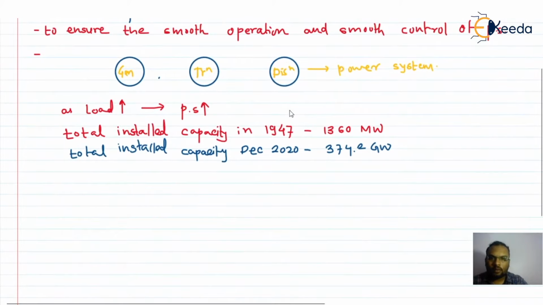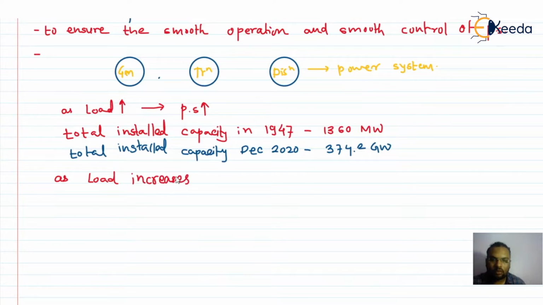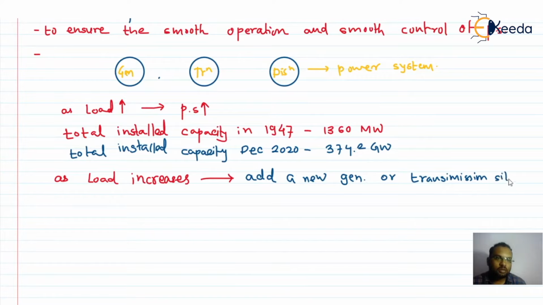I can write here: as load increases, to fulfill or to maintain the continuity of the supply, I might need to add a new generator or a transmission line, and of course a distribution network in my power system.